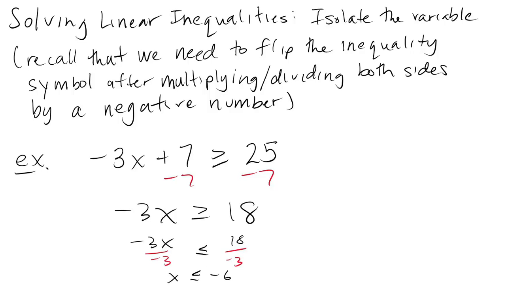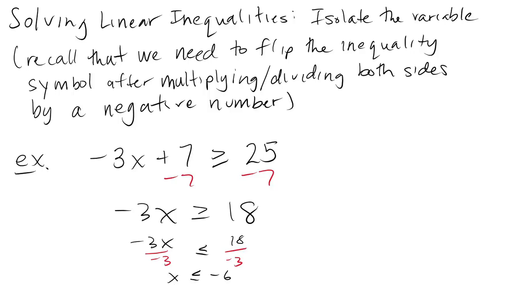Now what are we saying with this answer? We're saying that any number less than or equal to negative 6 will make this statement true, and numbers that are bigger than negative 6 will make the statement false. So we can't check this in the same way that you can check an equation because there are too many inputs to check. We have infinitely many answers here, infinitely many solutions. But we might pick one or two and see if they make the statement true.